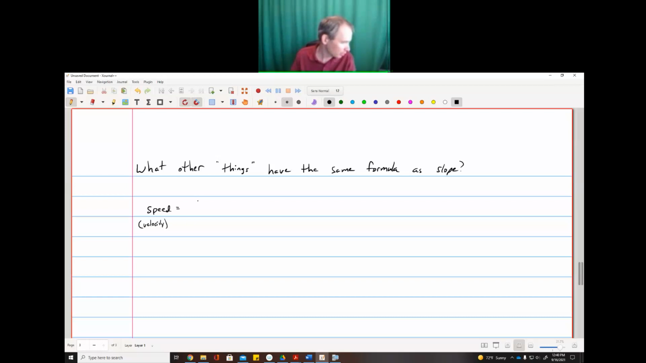So we could write this as, if s of t is position at time t, then my speed is going to be s of t2 minus s of t1 over t2 minus t1, okay? So my instantaneous speed, or we're going to call this instantaneous velocity.